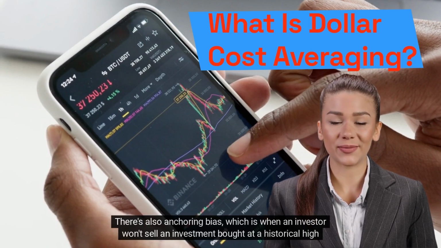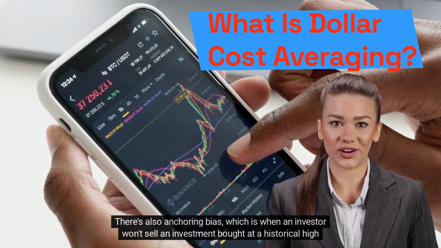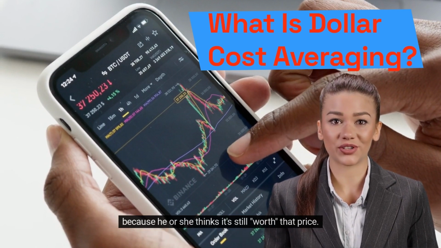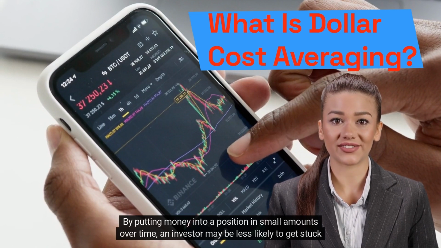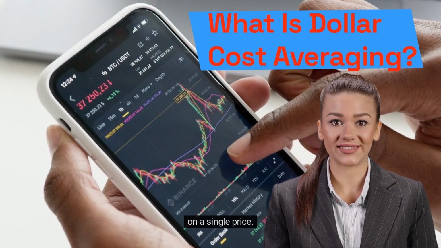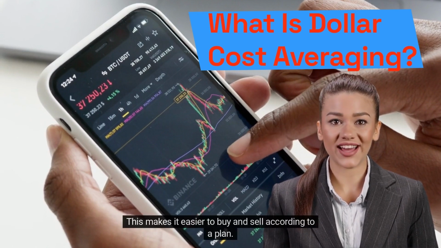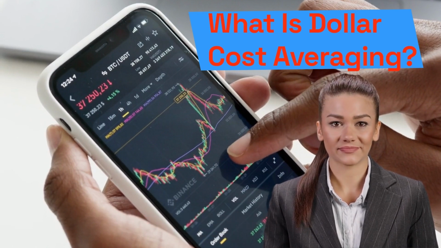There's also anchoring bias, which is when an investor won't sell an investment bought at a historical high because he or she thinks it's still worth that price. By putting money into a position in small amounts over time, an investor may be less likely to get stuck on a single price. This makes it easier to buy and sell according to a plan.